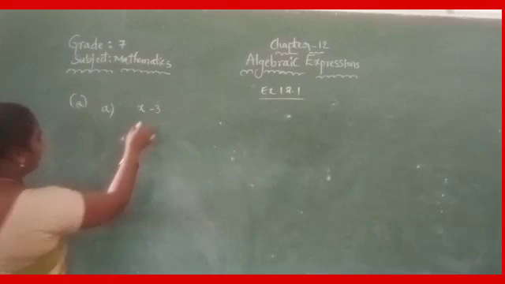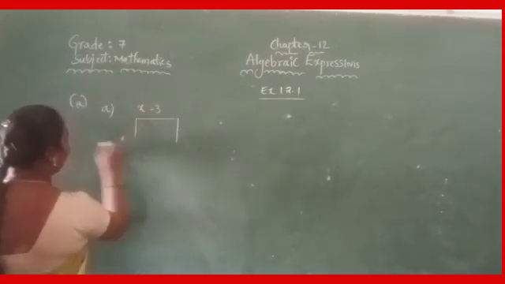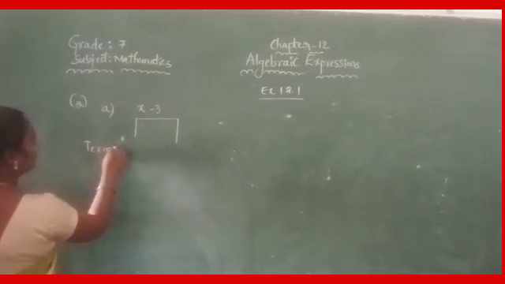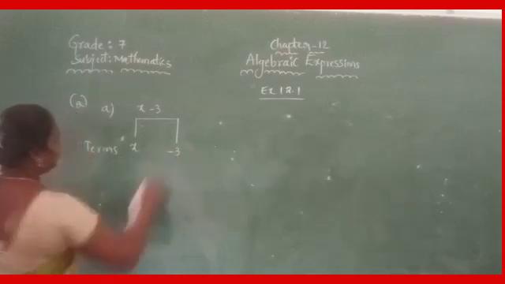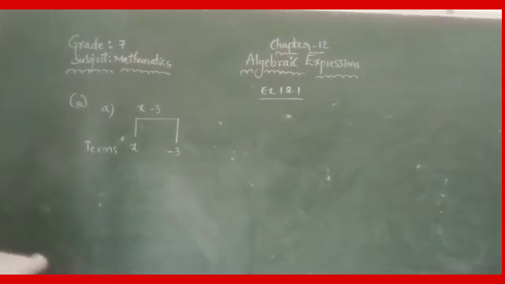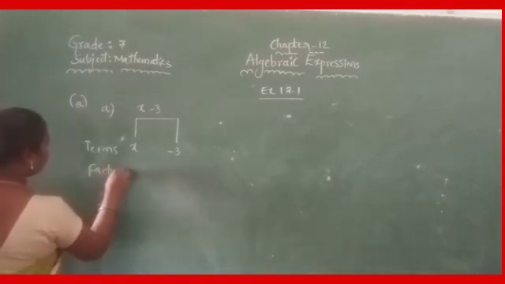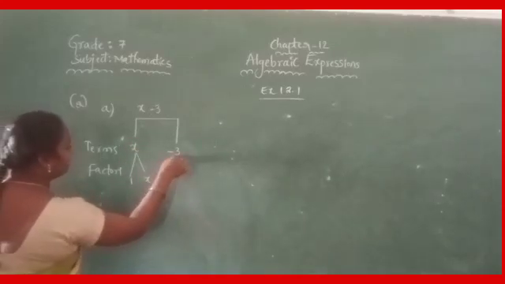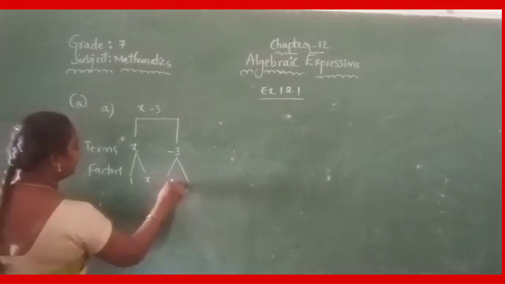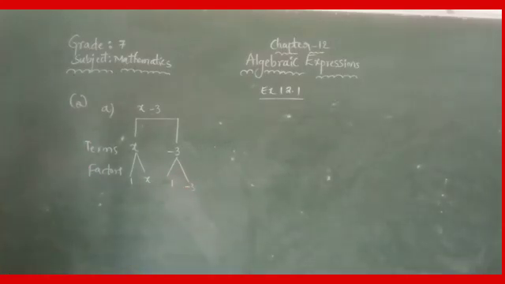Tell me, what are the factors here? First, what are the terms here? Two terms. One is x and the second one is minus 3. So, what are the factors? The factors are 1 into x only, this x is multiplied by 1. And minus 3, you can write as minus 1 into minus 3. Okay, right?